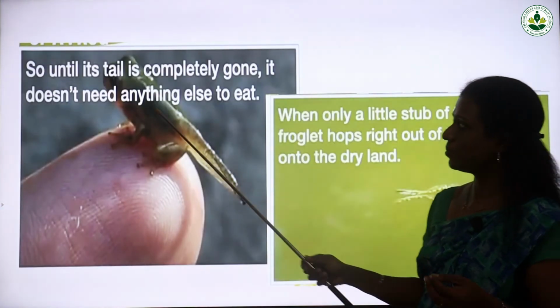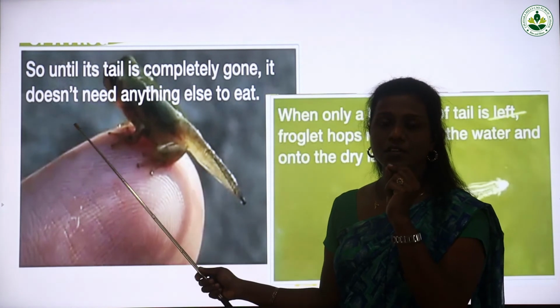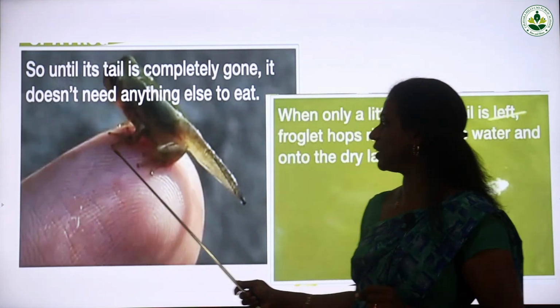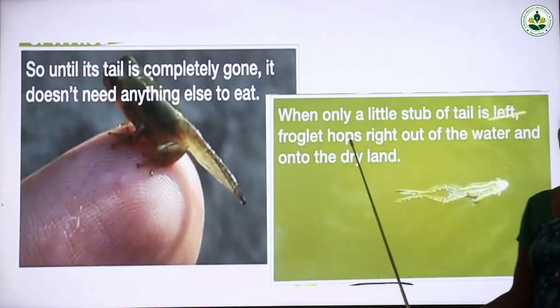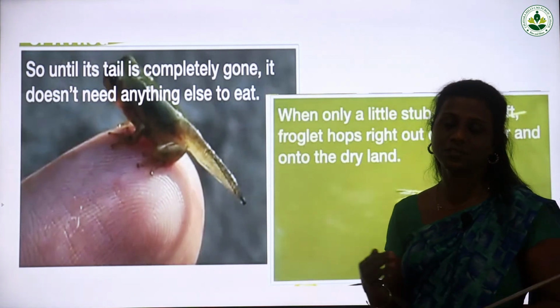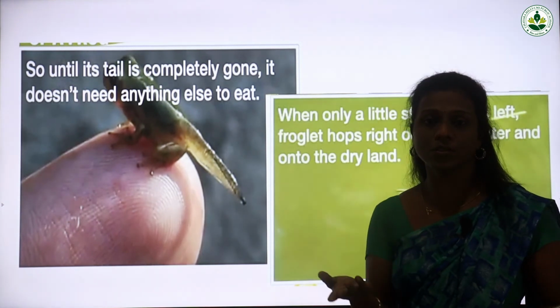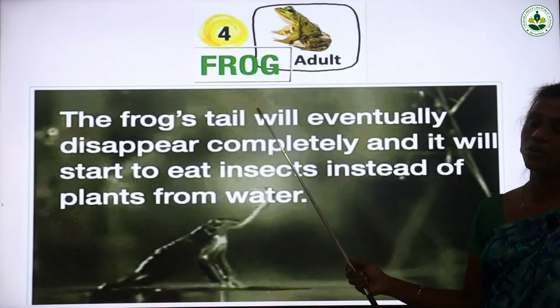And next stage, that means the froglet, until the tail, you can see that only a small portion is remaining there, and when only a little stub of tail is left, the froglet hops right out of the water and onto the dry land. So at that time, the froglet will go to the land area. Then the final stage is frog, the adult frog.